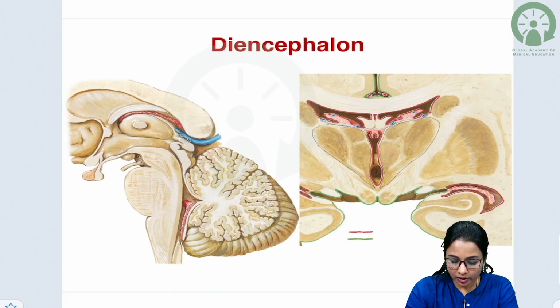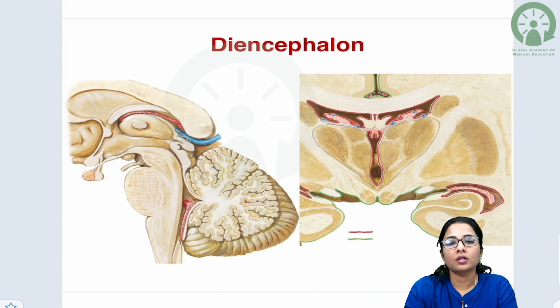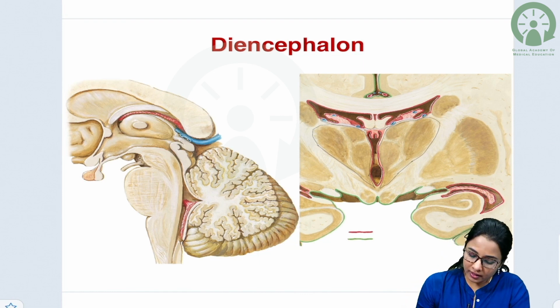Hello everyone, today's topic is the diencephalon. The diencephalon is a deeper part of the forebrain. It is the posterior part of the forebrain, where it caudally continues to form the midbrain and other parts of the brainstem. So diencephalon means "in between brain."